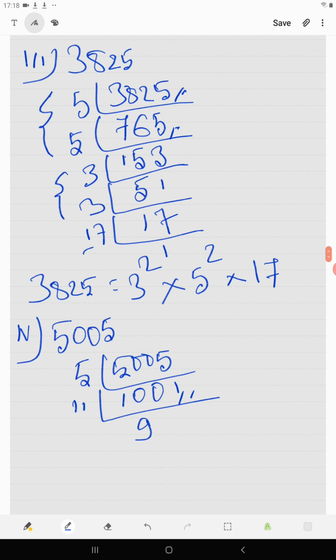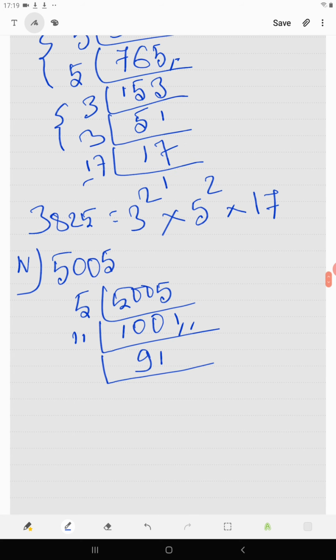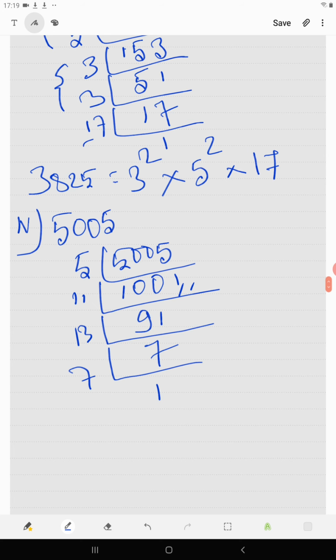11 times 91 is 1001, yes, it went. Now 91, we know that it will go by 13 because it comes in the table of 13. 13 times 7 is 91. So we'll write 5005 in increasing order: 5 into 7 into 11 into 13. Very good. So far so good.